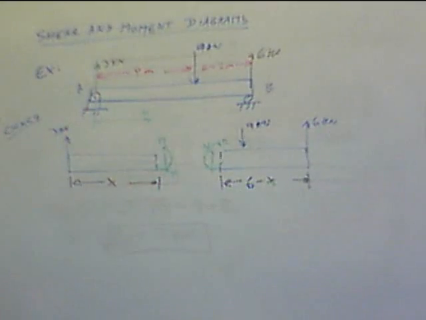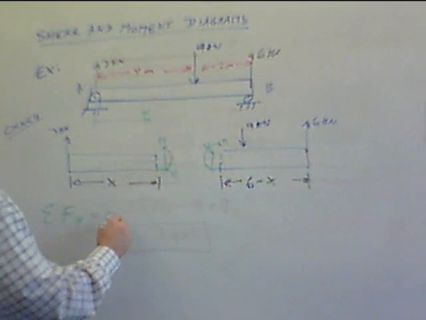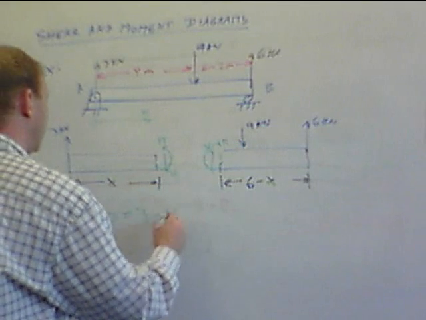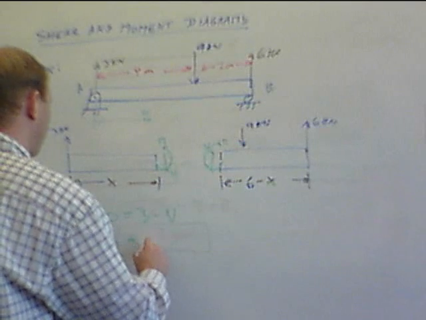So looking at the left-hand side here, I'm going to do summation of forces in the y is equal to 0. It's equal to 3 minus V. This gives me the shear is 3 kilonewtons.